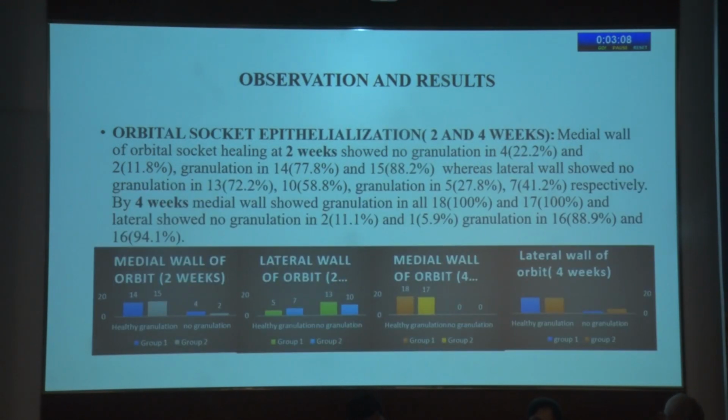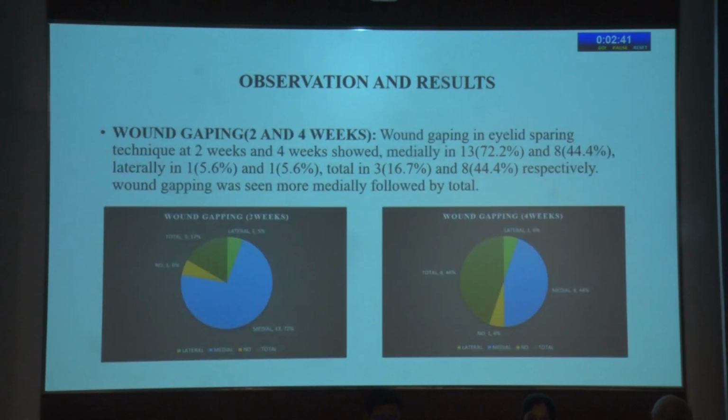Coming to the orbital socket epithelialization at 2 and 4 weeks, medial wall of the orbital socket healing at 2 weeks showed no granulation in 4 and 2 patients, granulation in 14 and 15, whereas the lateral wall showed no granulation in 13 and 10, and granulation in 5 and 7 respectively in group 1 and group 2. By 4 weeks, the medial wall showed granulation in all the 18 and 17 cases, and the lateral wall showed no granulation in 2 and 1 cases, and granulation in 16 and 16 cases at 4 weeks respectively.